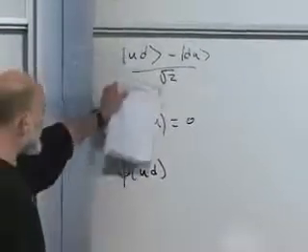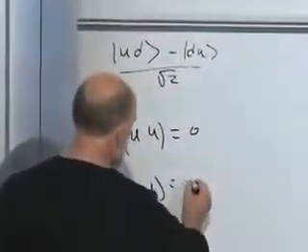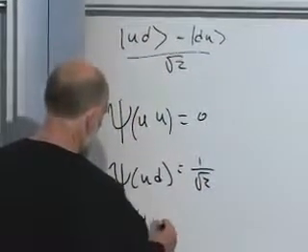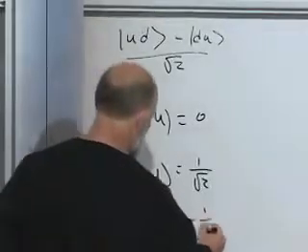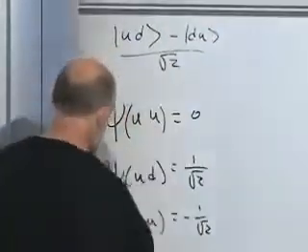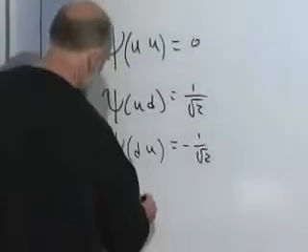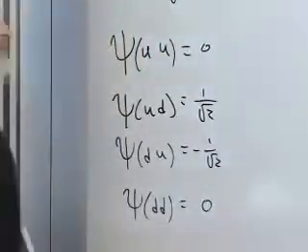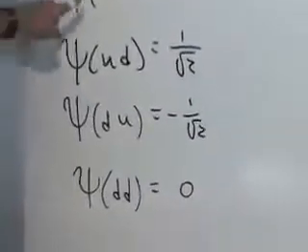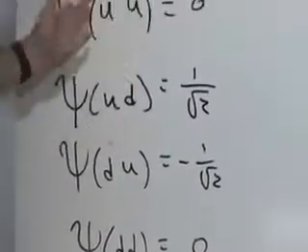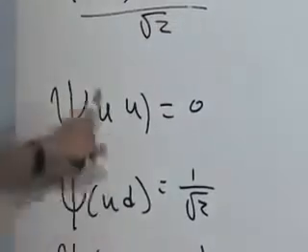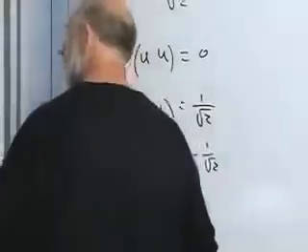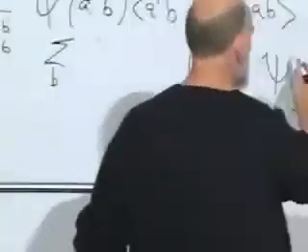Okay. What about psi up, down? That's the coefficient of this one. It's equal to 1 over square root of 2. How about psi down, up? Minus 1 over square root of 2. And psi down, down is 0. Okay, let's calculate the density matrix for the A system now being spin number 1. So what do we have to do? We have to write down, where is it? This is the density matrix right here.